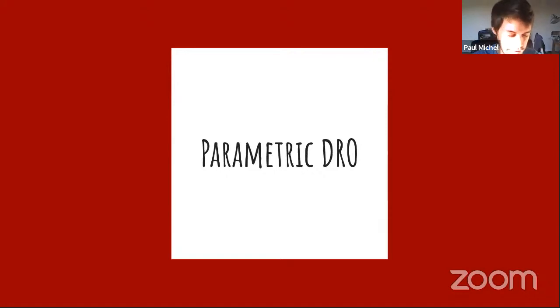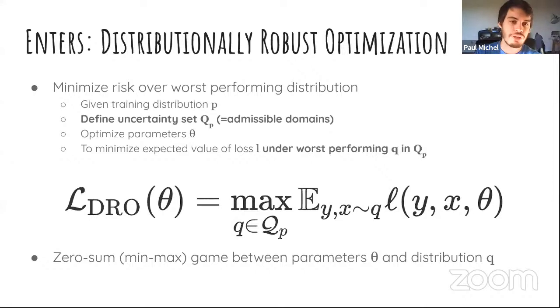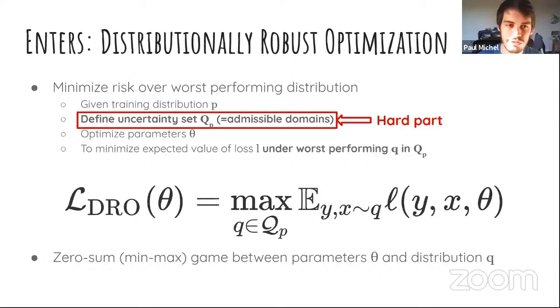Anyway, this is roughly what distributionally robust optimization is about. Now I'm going to talk about what we propose here, parametric DRO. First, I want to emphasize, and you've probably picked up on this already, that one of the hardest parts of DRO is defining this uncertainty set. In the ideal scenario, you know which domains you want your model to perform well on, and you have data on these domains. Then Q is a finite set of distributions or set of datasets, and you can compute the maximum and do DRO. But in practice, that's not necessarily the case. You don't actually know all the distributions that your model might be confronted with at test time. In that case, you need to define this uncertainty set with some notion of what is an acceptable domain. And that's the setting we're going to put ourselves in for this talk.